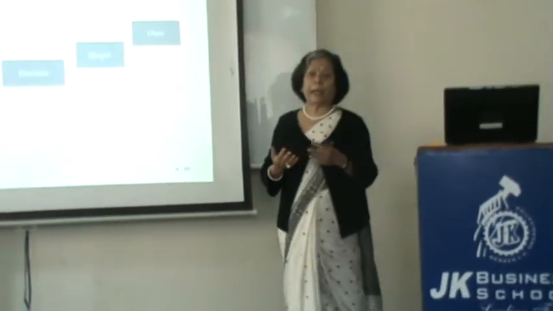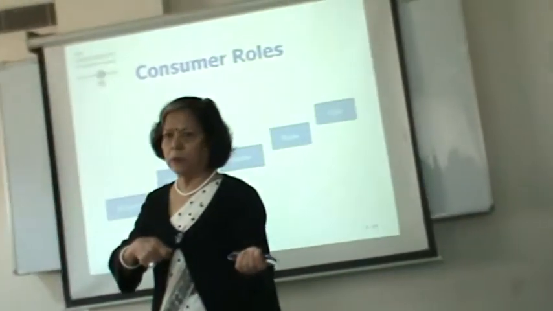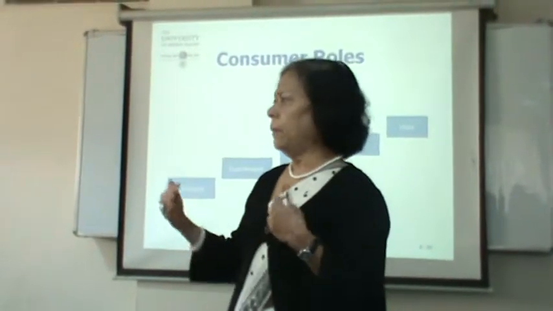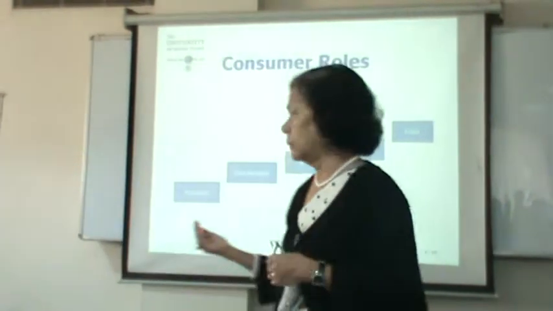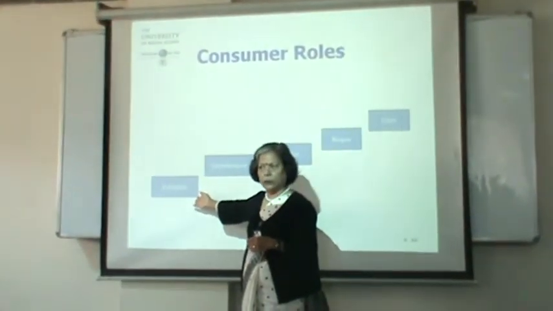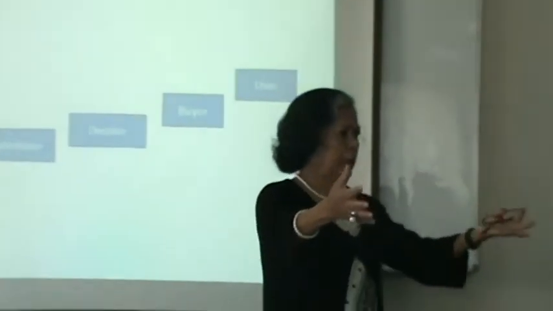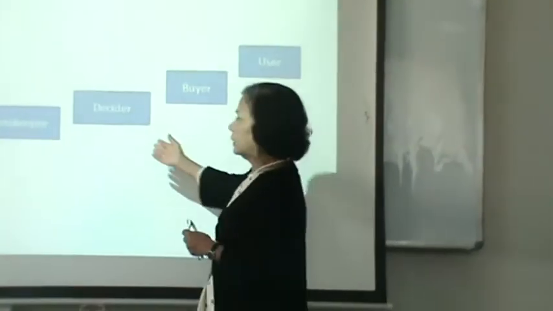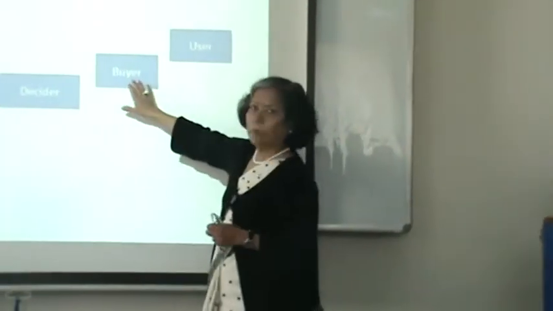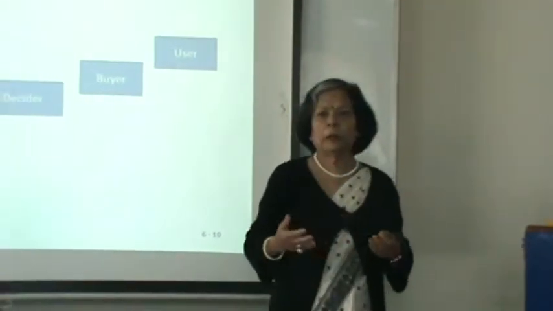What kind of roles do we play as consumers? I said the distinction between a consumer and a customer is the B2C versus B2B. But within the B2C, you can play many different roles in this buying process. So these are the various roles. The child who wants a toy can be the initiator. The gatekeeper would be somebody who filters the information and tries to provide it. The decider is the one who says yes or no. The buyer is the one who actually executes the order. And then the user is somebody who actually consumes it.